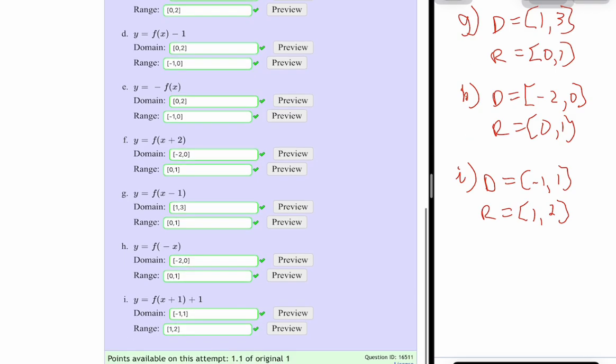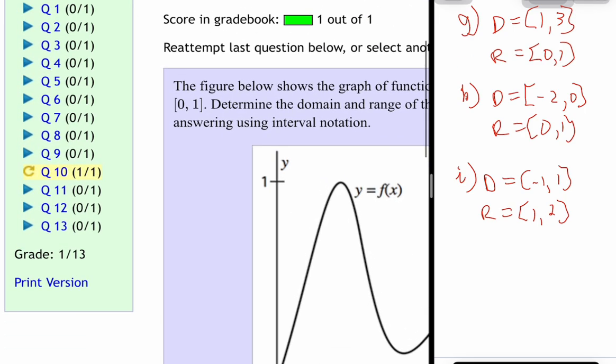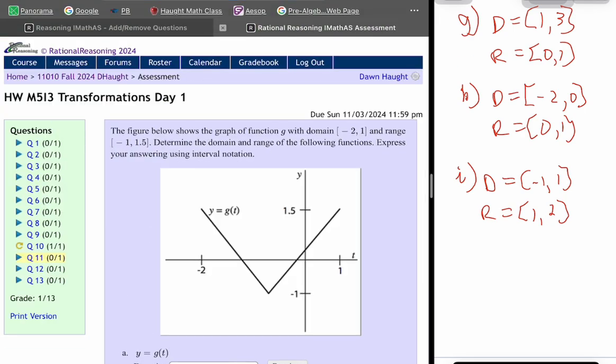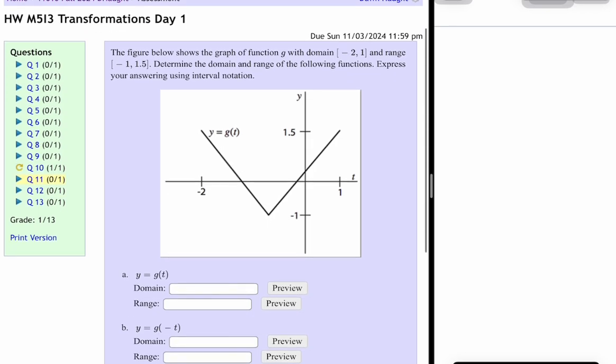Okay. Everybody good with that? We don't have much time, but let's do as much as we can of question 11 together, okay? So we have a function. Let's write down the original domain that they have given us of g. The domain of g they said is -2 to 1, which you can tell from the graph, and the range goes from -1 to 1.5.